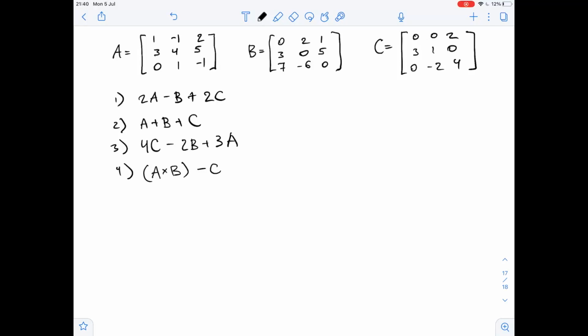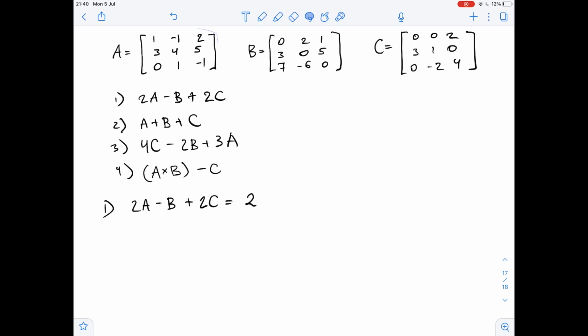So given matrices A, B, and C, we need to find the result matrices of the given expressions. So let's start with the first part. In the first part we have 2A minus B plus 2C.